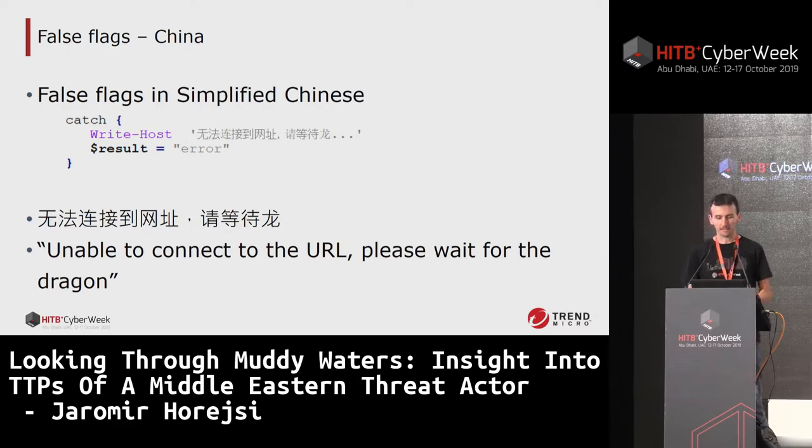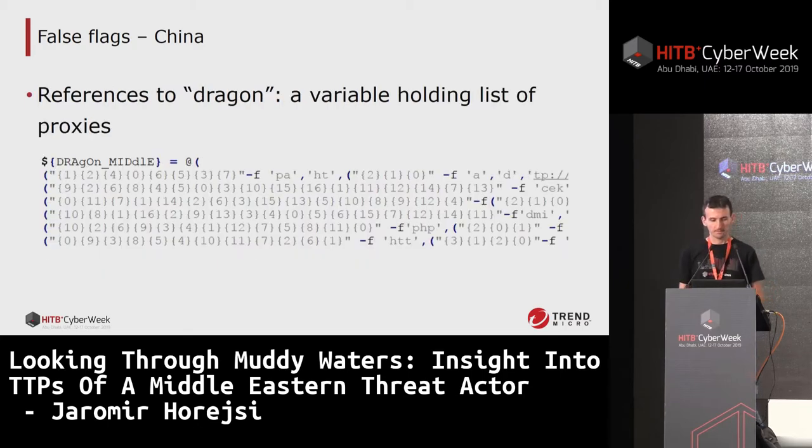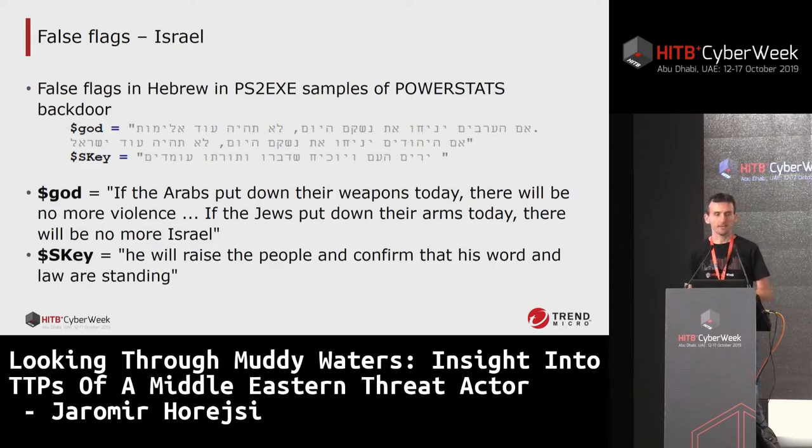The message says something like "unable to connect to URL, please wait for Dragon." There will be more of these messages in some of these backdoors. Also, some variables use the keyword Dragon, again suggesting China. In some other versions of the backdoor, there are two variables not used anywhere else, written in Hebrew, containing messages in the Hebrew language. So in this case, they were suggesting Israel.